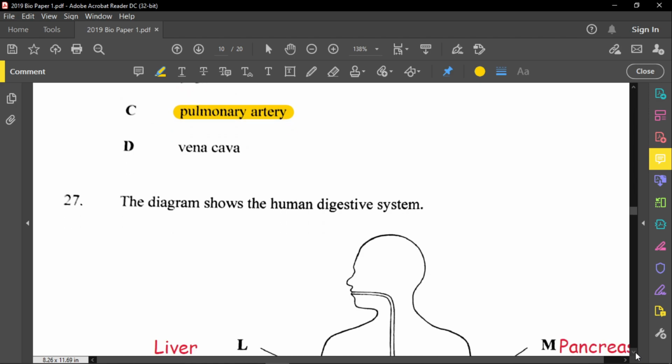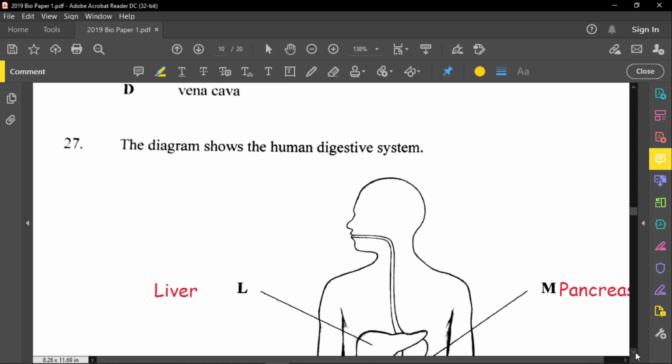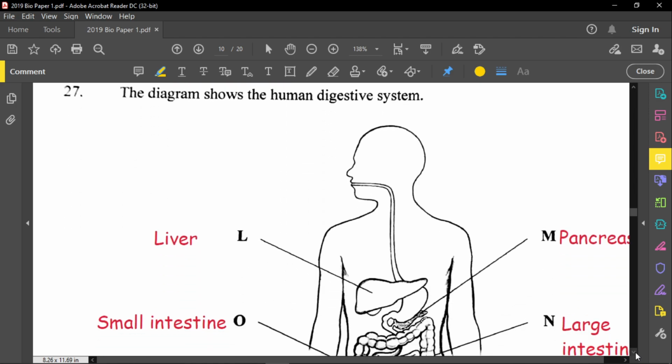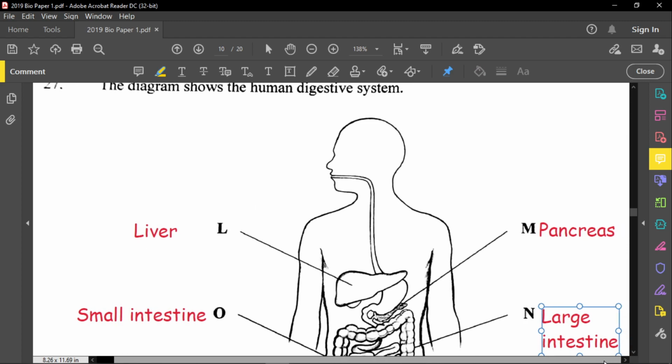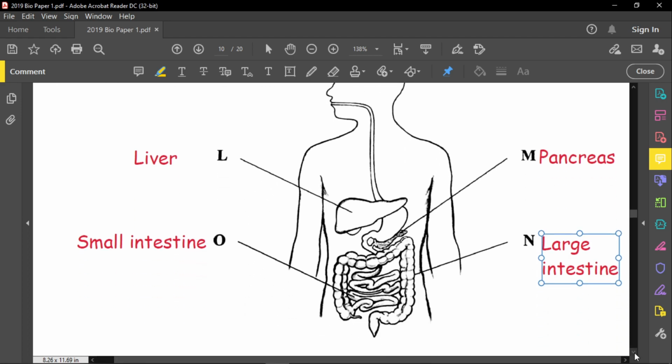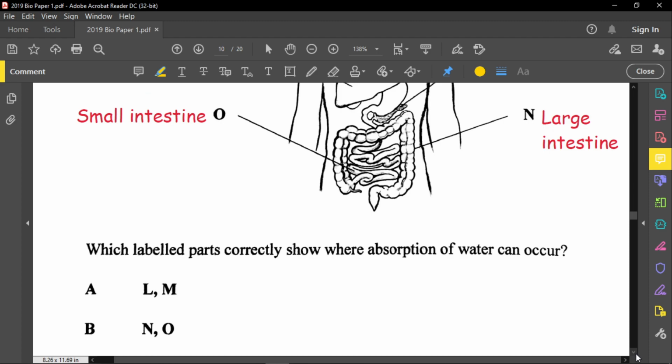Question number 27 says the diagram shows the human digestive system. I have gone ahead and labeled this for you just to save some time. L is the liver, M is the pancreas, O is the small intestine, and N is the large intestine. They ask, which labeled parts correctly show where absorption of water can occur? I said not always occur, but can occur.